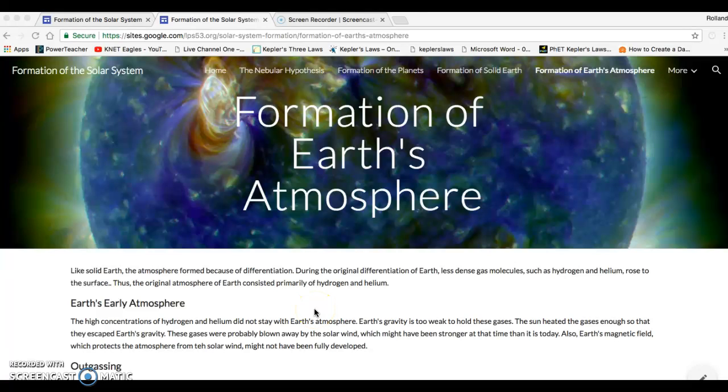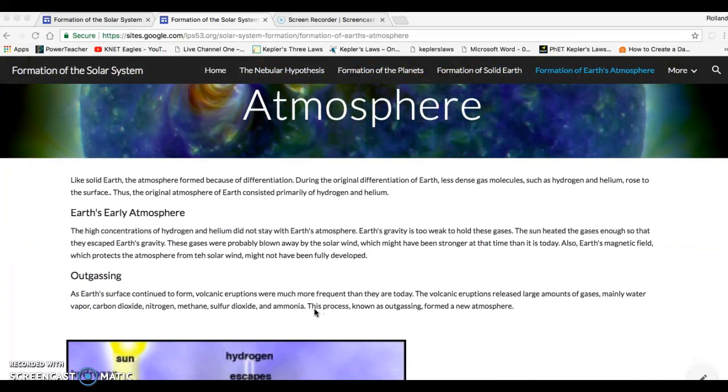Formation of Earth's atmosphere. Like solid Earth, the atmosphere formed because of differentiation. During the original differentiation of Earth, less dense gas molecules, such as hydrogen and helium, rose to the surface. Thus, the original atmosphere of Earth consisted primarily of hydrogen and helium.